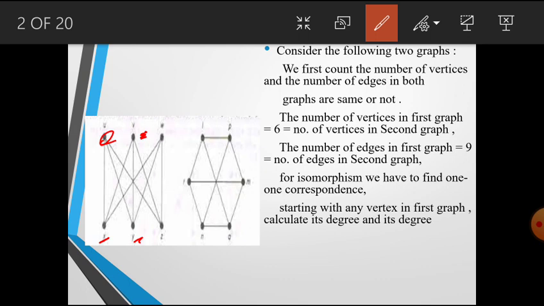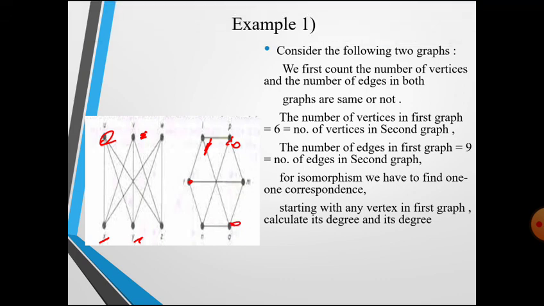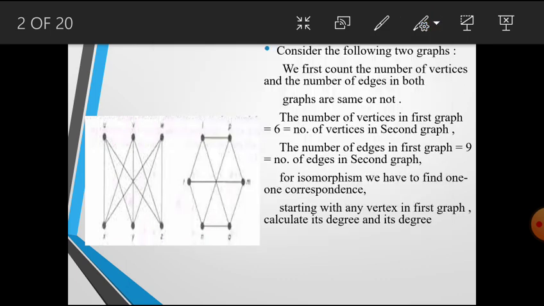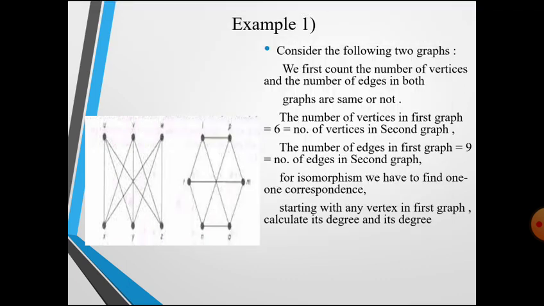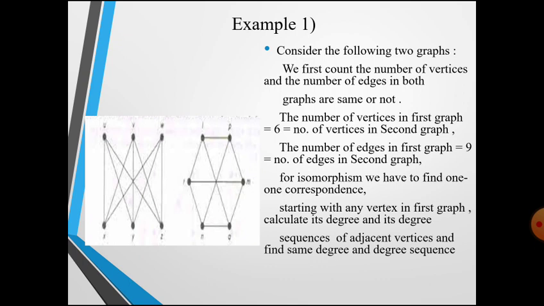And what is the degree of its adjacent vertices? 3, 3, 3. Therefore, in G2, we have to find a vertex of degree 3 whose adjacent vertices also have degrees 3, 3, 3. Therefore, we look at this vertex with degree 3 and its adjacent vertices, each with degree 3. Therefore, we have the 1-1 correspondence between the vertex set of graph G1 and the vertex set of graph G2.